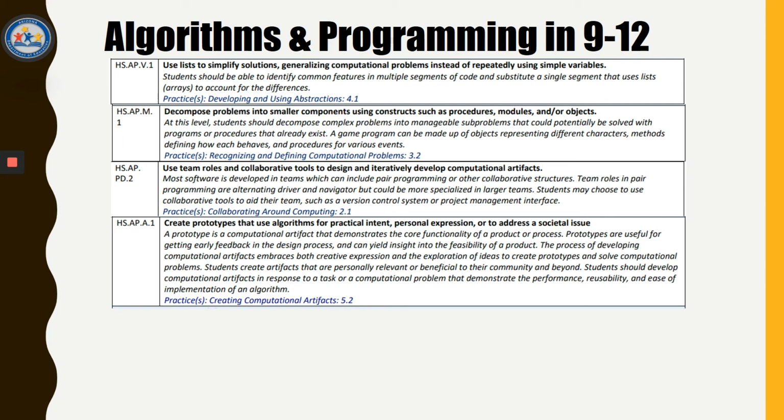Additionally, we see a focus on program development, using specific collaboration strategies when working in teams to solve a problem, and developing a program with a purpose to serve a community need or to satisfy a personal endeavor.